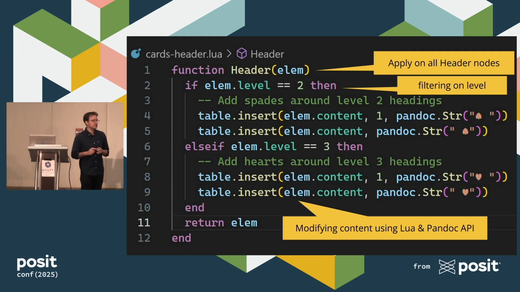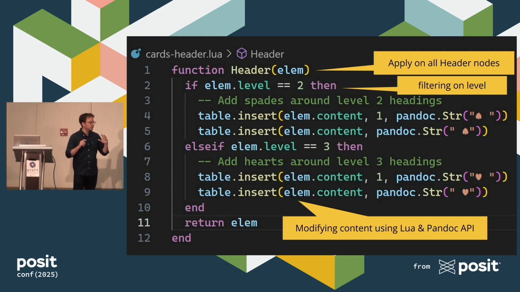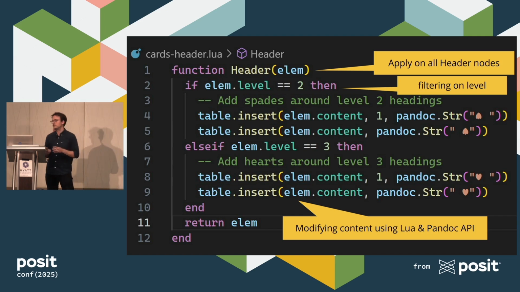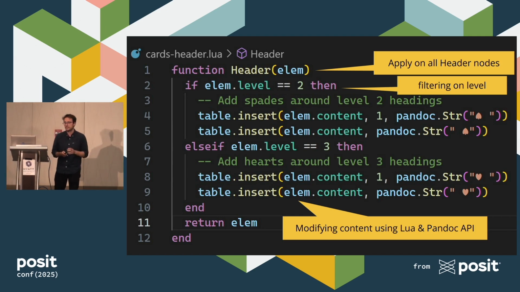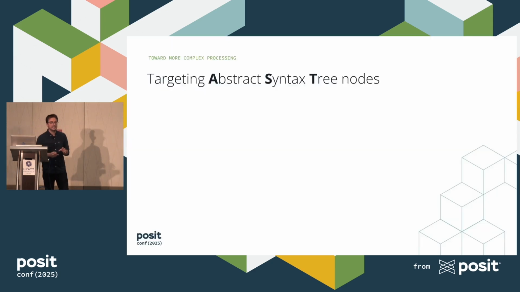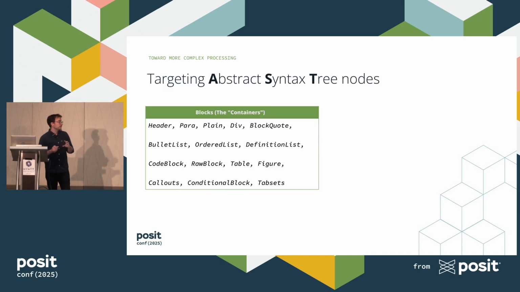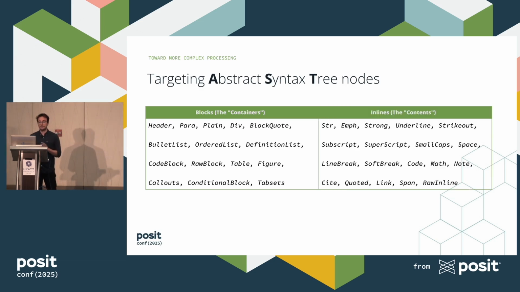So with those two simple examples, I hope you now have a better understanding of how Lua filters work and how you can write some for your own problems. So the first thing you will need is targeting nodes in the abstract syntax tree. Those nodes can be blocks. There is a set of blocks, here's a list. I won't go into detail on all of them. There can be inlines. So the blocks are the containers, and the inlines are usually the contents. And your Lua function can target any of these nodes.